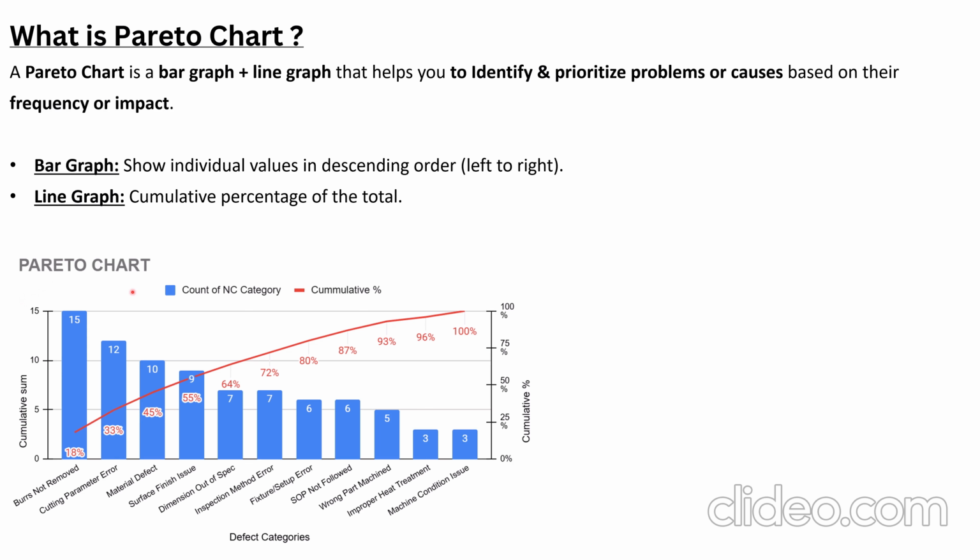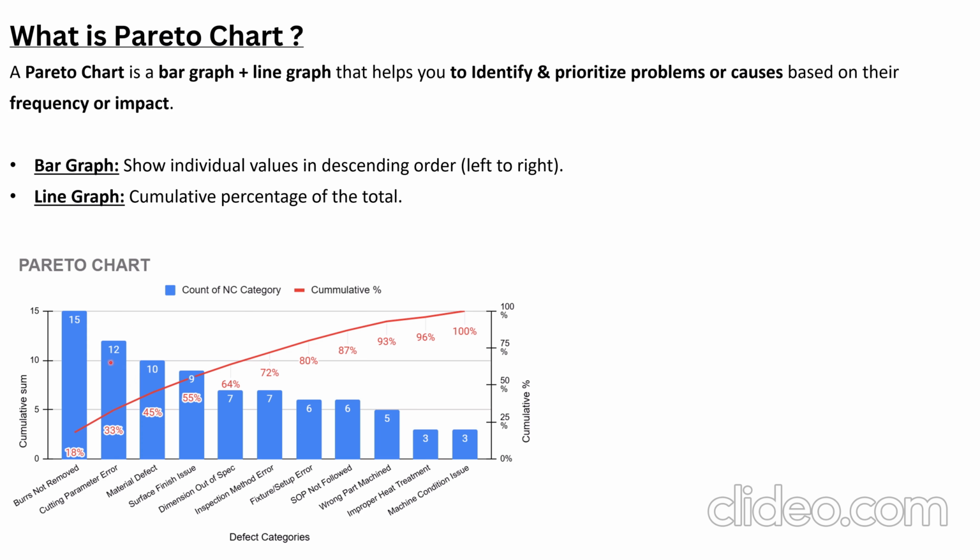In this Pareto chart, we have 11 defect categories. The first category is burrs not removed. We have 15 complaints under this category, which amounts to 18% of all the defect categories. For the defect category cutting parameter error, we have 12 complaints. The sum of both these categories is 15 plus 12, which is 27.